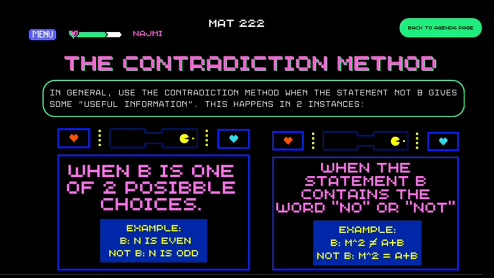In general, use the contradiction method when the statement not B gives some useful information. This happens in two instances. One, when B is one of two possible choices. Example, B is n is even, not B is n is odd. Two, when the statement B contains the word no or not. Example, B is m squared is not equal to a plus b, and not B is m squared equals a plus b.